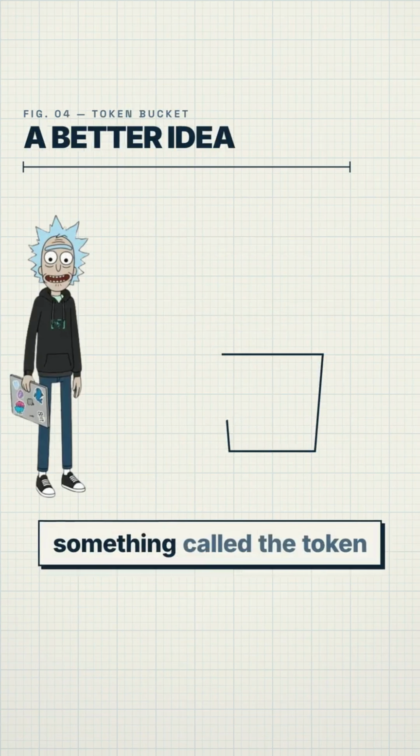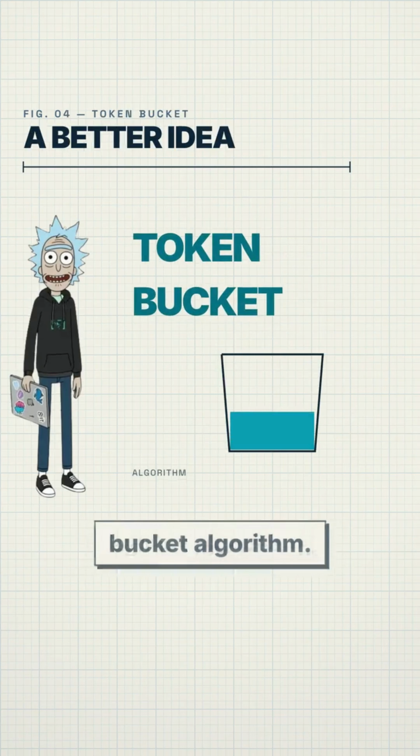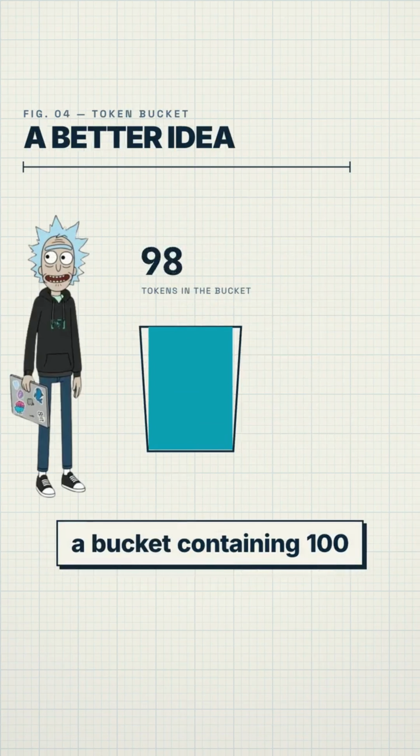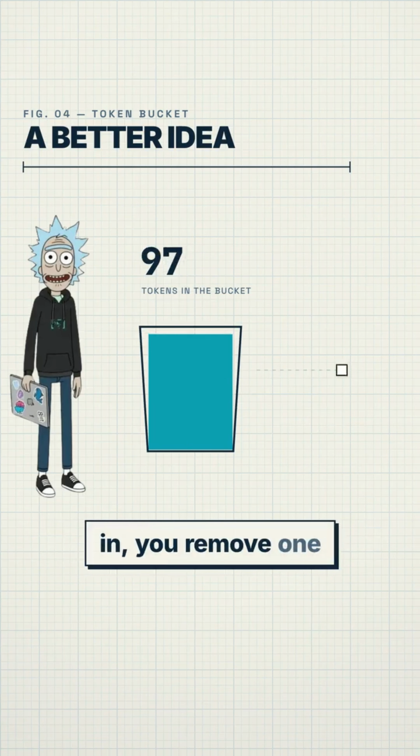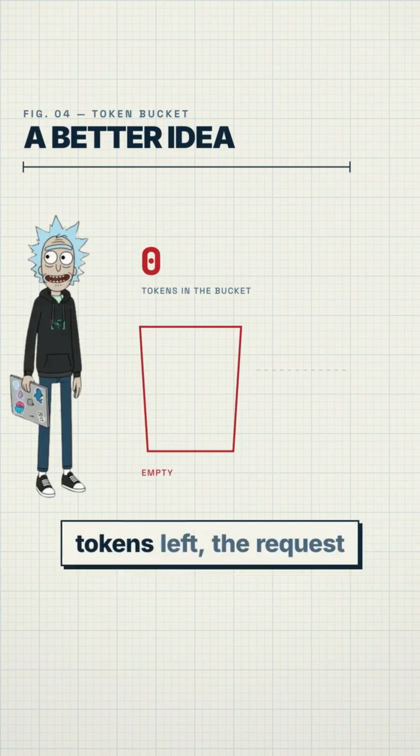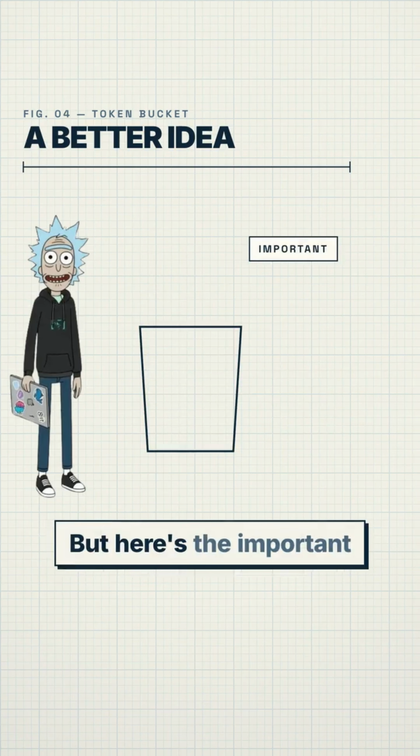A better solution is something called the token bucket algorithm. Imagine every user has a bucket containing 100 tokens. Every API request costs 1 token. When a request comes in, you remove 1 token from the bucket. If there are no tokens left, the request gets rejected. But here's the important part.